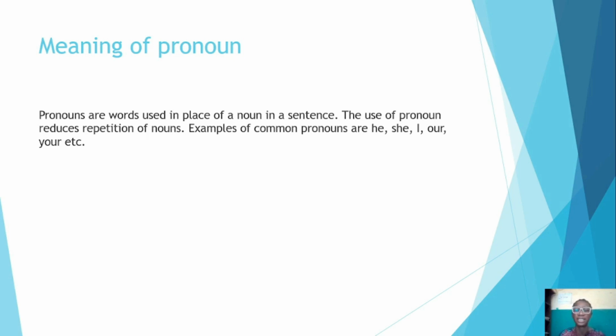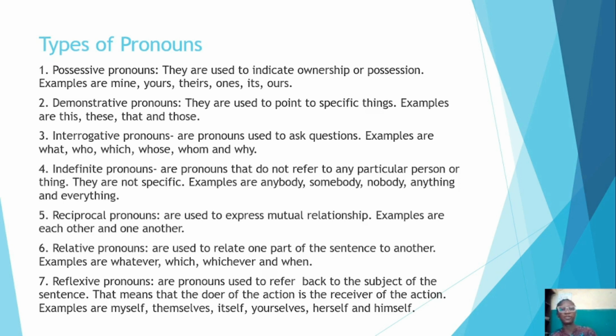We use pronouns. So we use Emeka in the first sentence, and in the subsequent sentences, you find us using he. And everyone who sees that he knows that we are referring to Emeka. So we use a pronoun in place of a noun in a sentence. Examples of the common pronouns we have: he, she, I, your, are, and so on. Let's look at types of pronoun. There are so many types of pronouns in the English language.